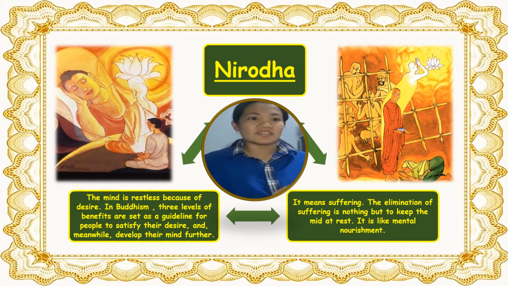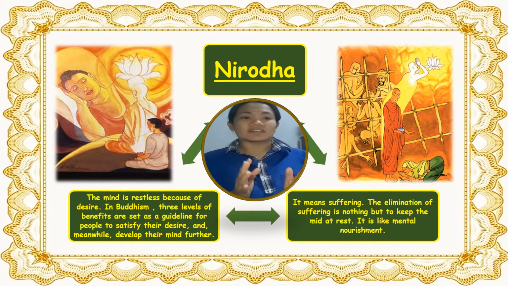To eliminate suffering, we have to set guidelines to satisfy our desire. And these guidelines will help us control our desire, will help us to be contented and happy with what we have.